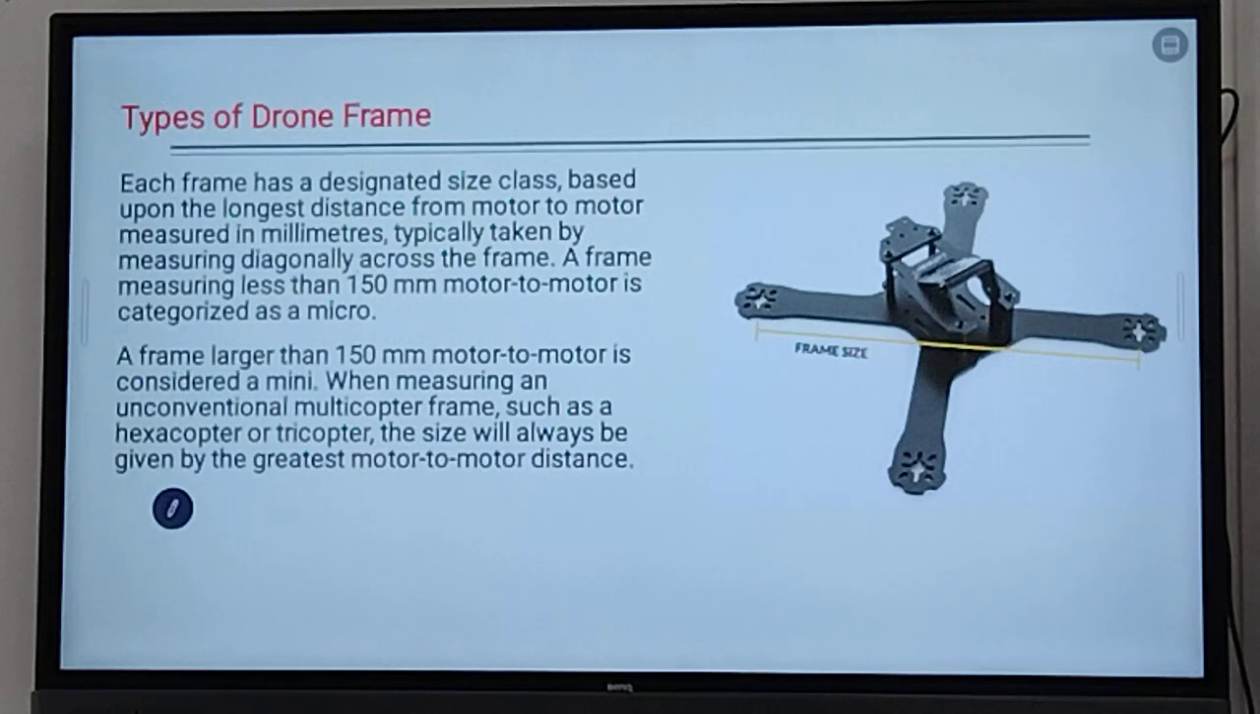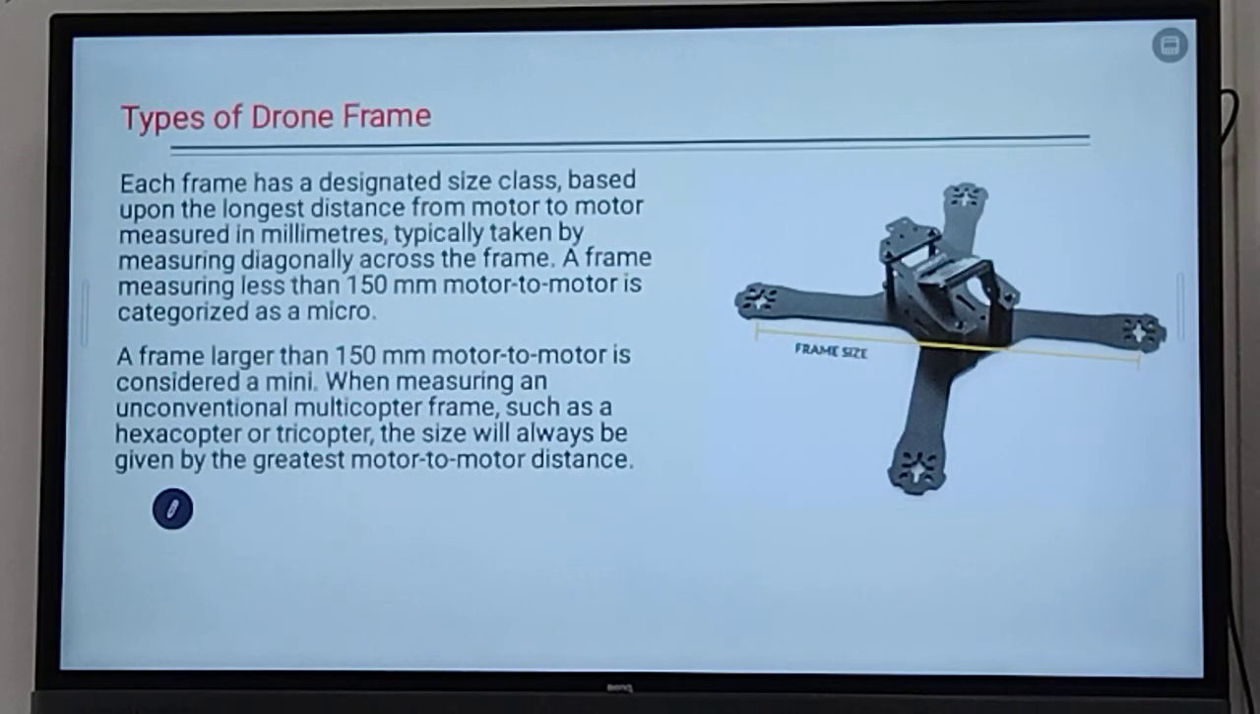A frame measuring less than 150 mm motor to motor is categorized as micro. See, in the last slide we saw that micro and nano depend on weight, and similarly here they also depend on frame size: if the frame size is less than 150 mm then it is also called micro. A frame larger than 150 mm motor to motor is considered mini.